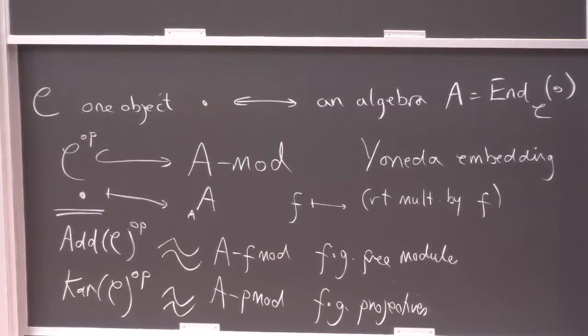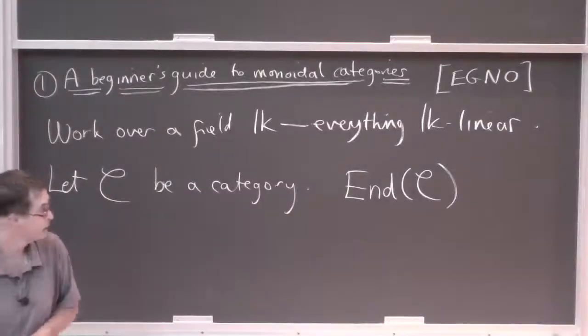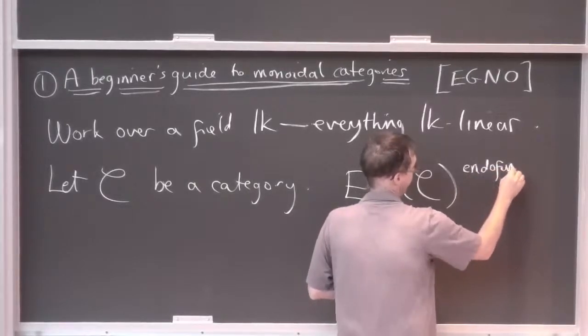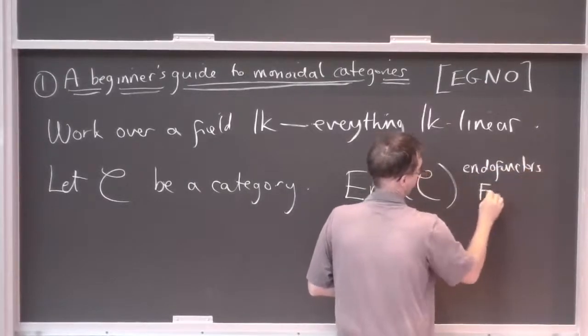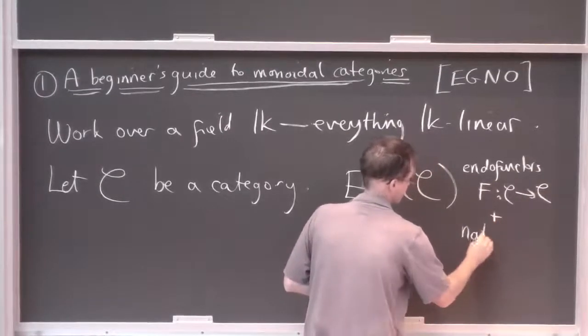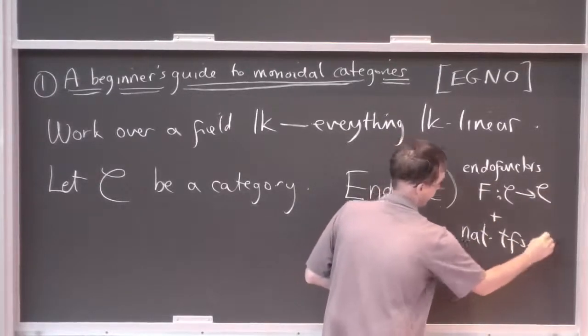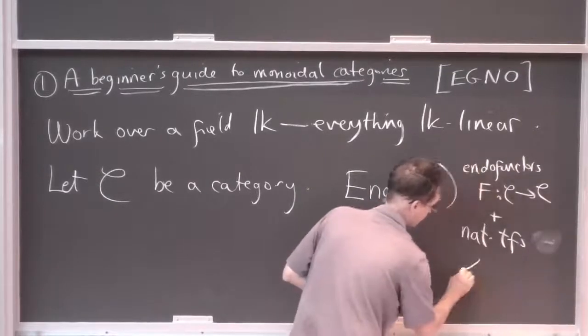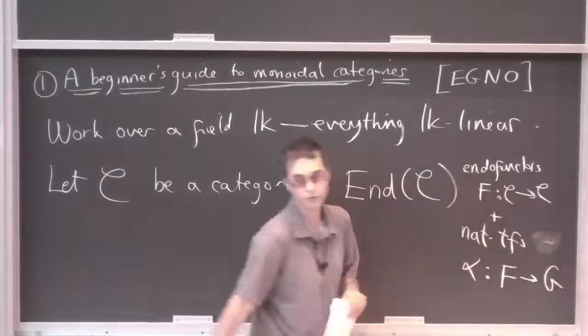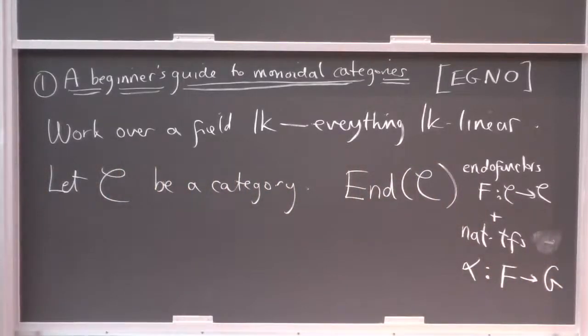Okay, so C is any category. And actually what I want to tell you about is End C. So this is endofunctors F of C and natural transformations. Maybe I'll use Greek letters, alpha, so that might be a natural transformation between two functors F and G. Okay, so this is a new category.